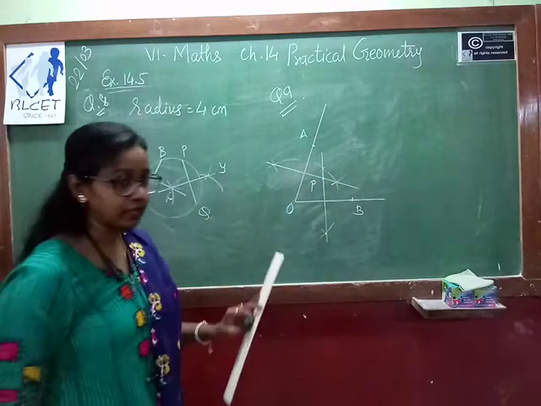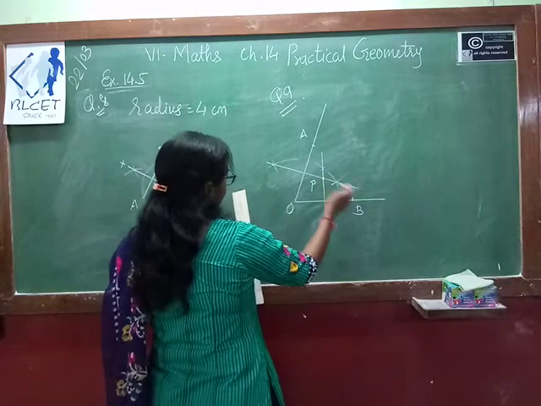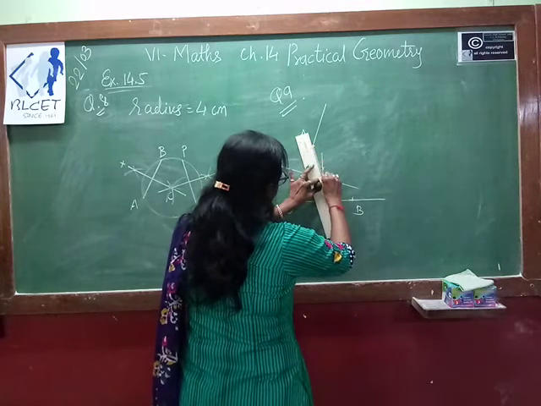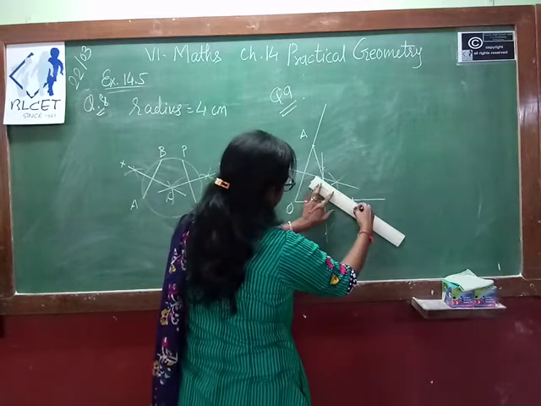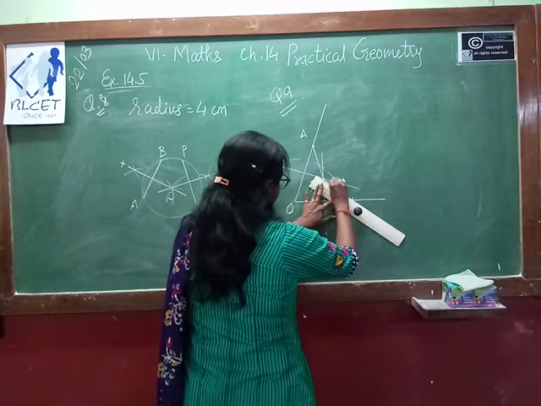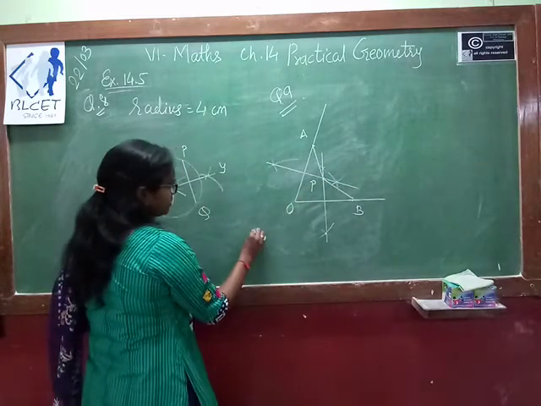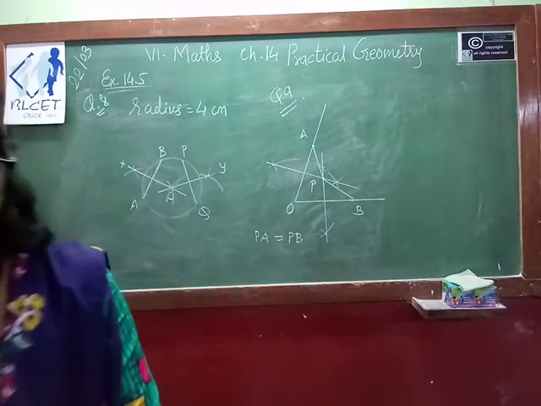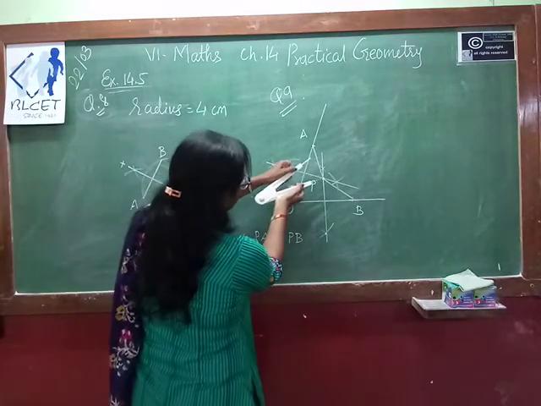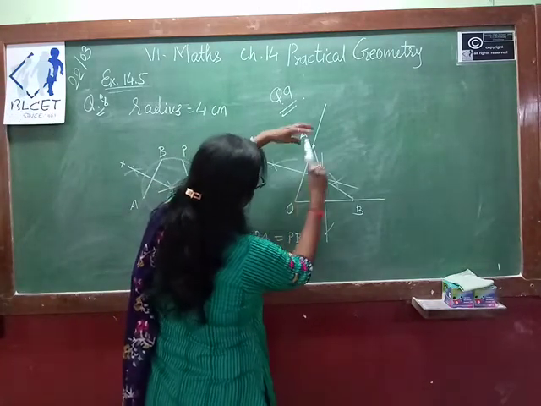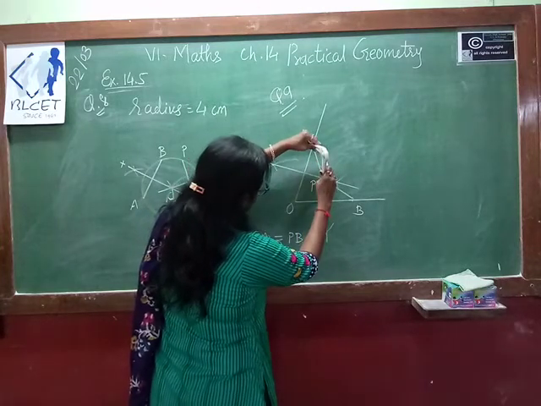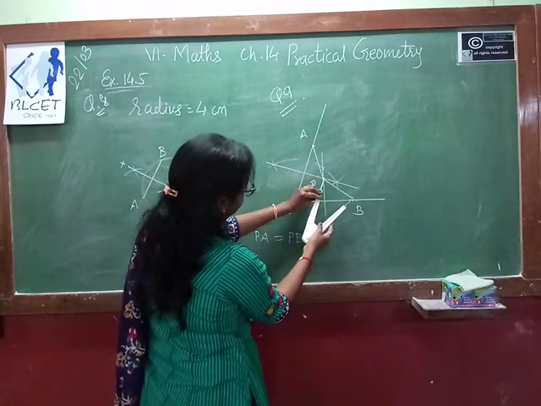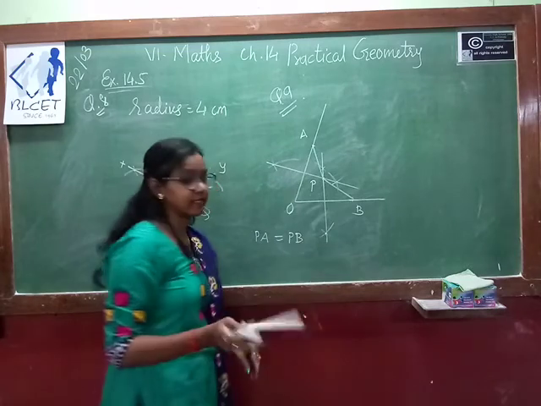Now what is the question? If you join PA and PB, the measurement is the same. PA is equal to PB. Let's check. With the divider also you can check. Okay, same you are getting over here. So what we can say, yes, both the measurements are equal.